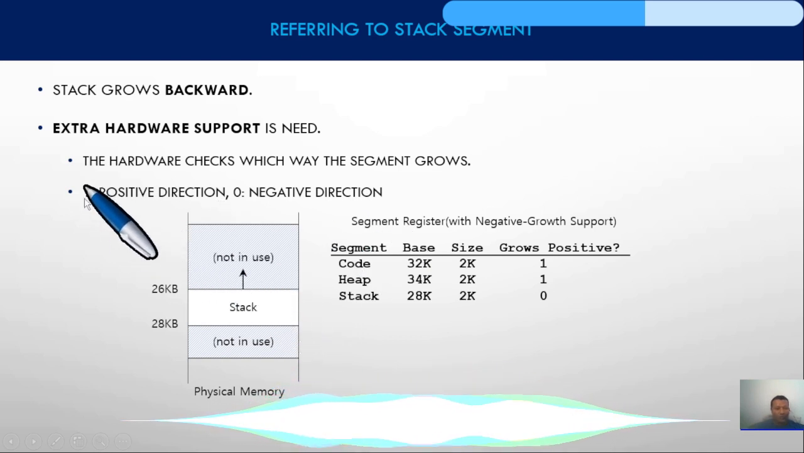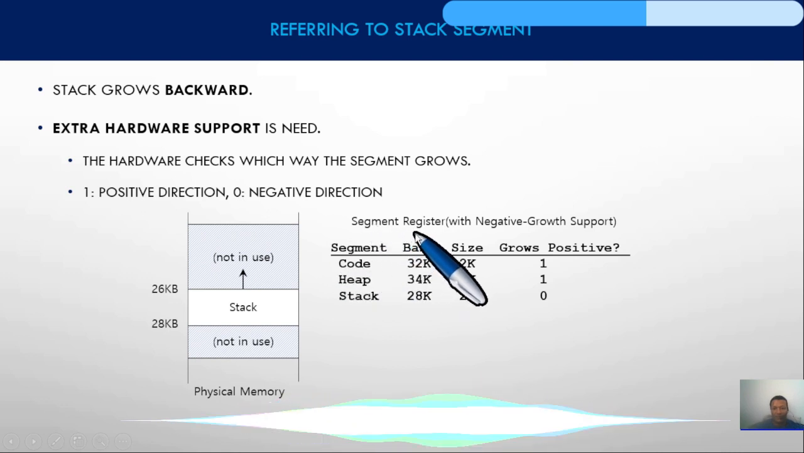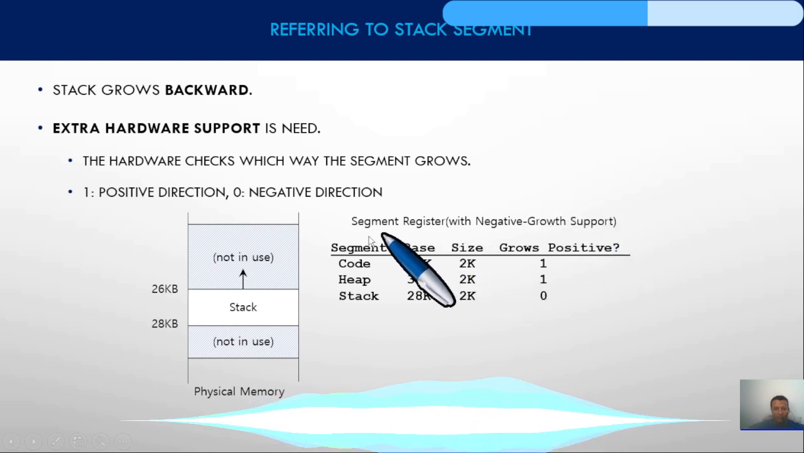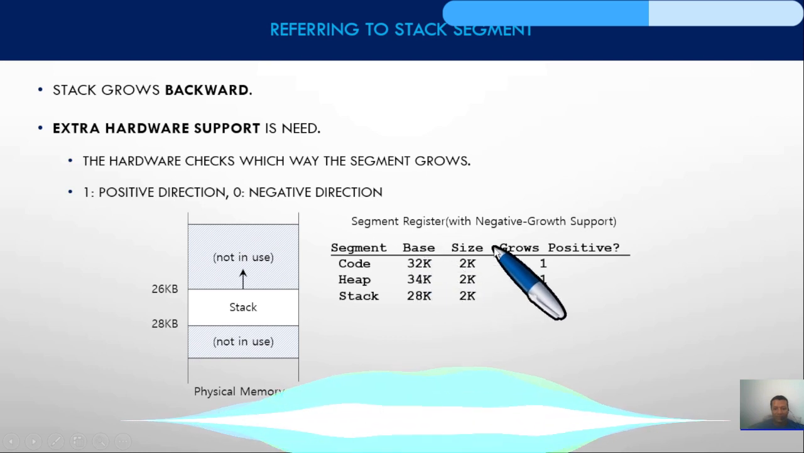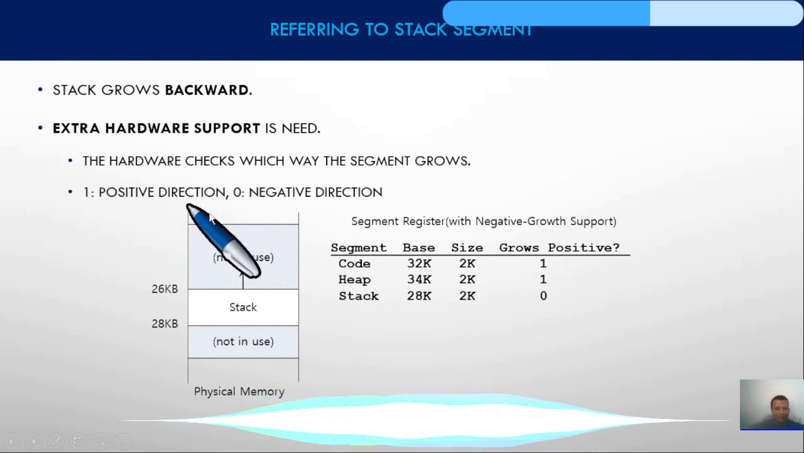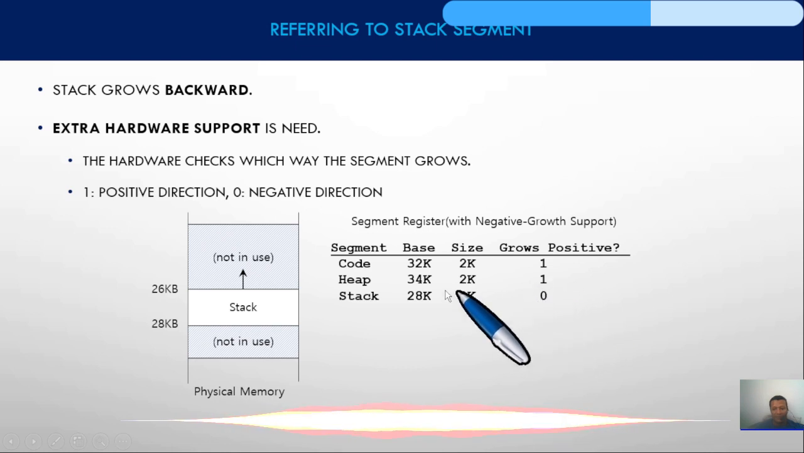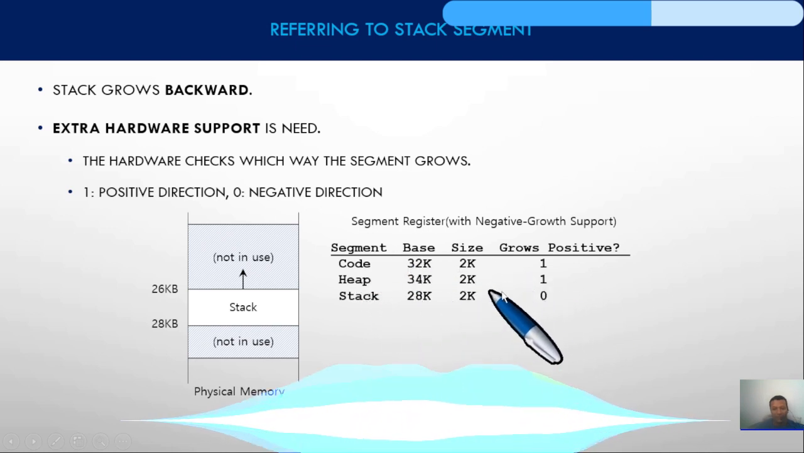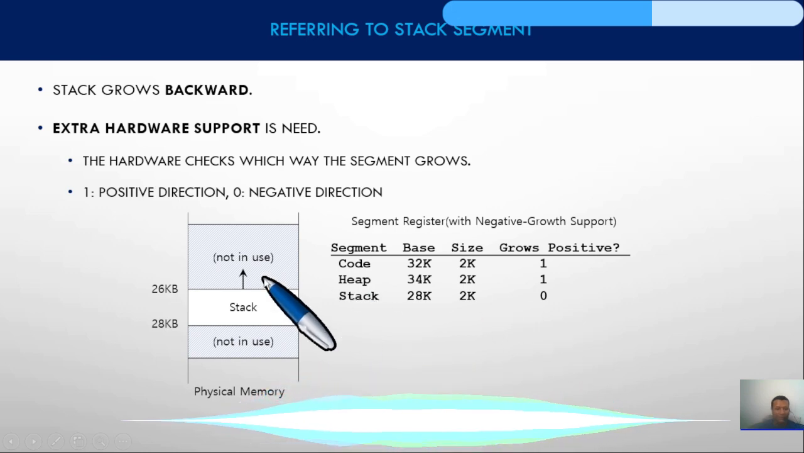In that situation, if it is 1, this is a positive direction. If it is 0, it is in the negative direction. As you can see, it is in the negative direction. So we have the segment register with negative growth support. As we have seen, we have the segments, code and heap, with the base and the size. Now we have additional information, the growth, positive or not. Heap and code are in the positive direction, but the stack is 0, meaning it is going upward, as you can see. So we have to subtract.